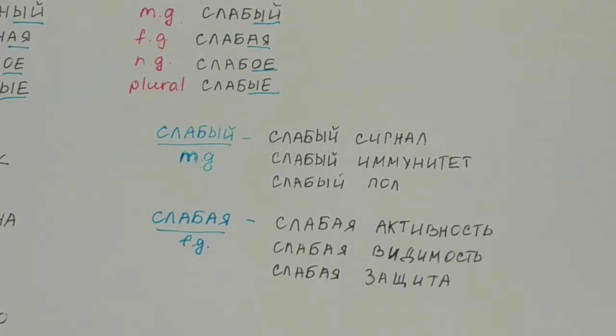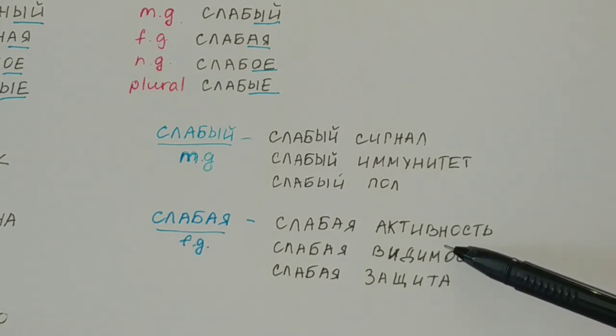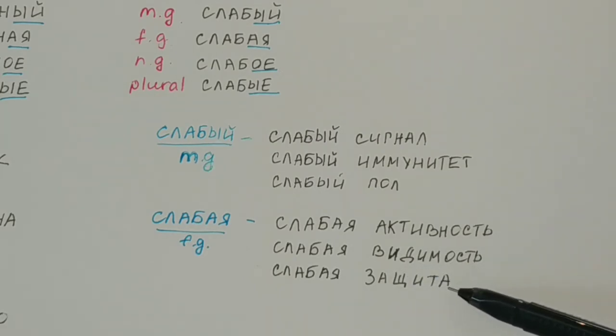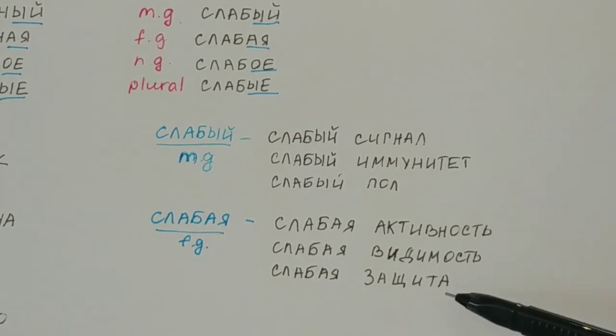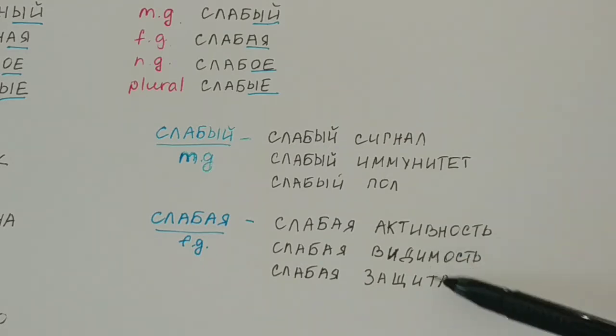So for the feminine gender adjective, we have these examples. First is слабая активность. Активность is a noun of the feminine gender, meaning activity. So the whole phrase will be translated as weak or poor activity. Next we have слабая видимость. Видимость means visibility. So слабая видимость can be translated into English using a different adjective, which is poor. So poor visibility is translated in Russian as слабая видимость.